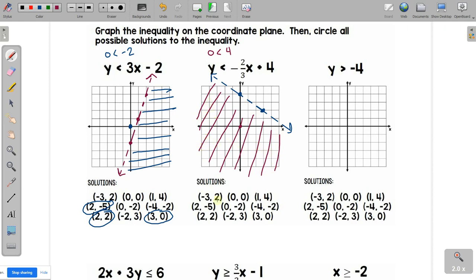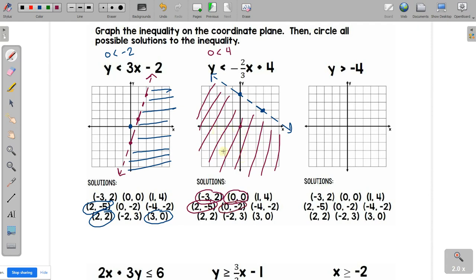Now let's try our solution points. (-3, 2) is a solution. (0, 0) is a solution. (1, 4) is not a solution. (2, -5) is a solution. (0, -2) is a solution.